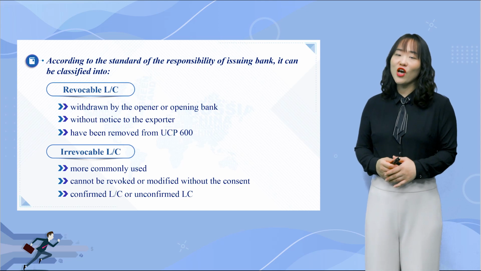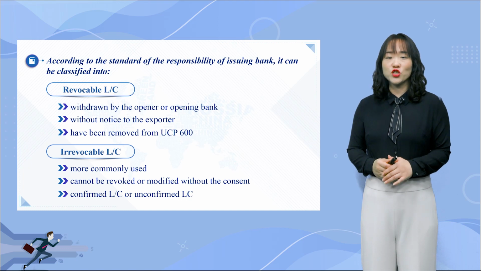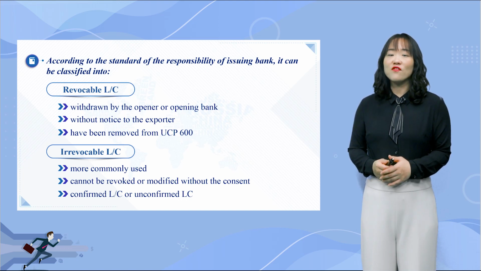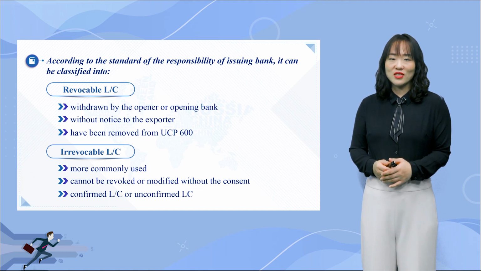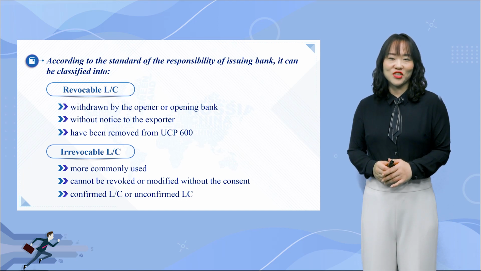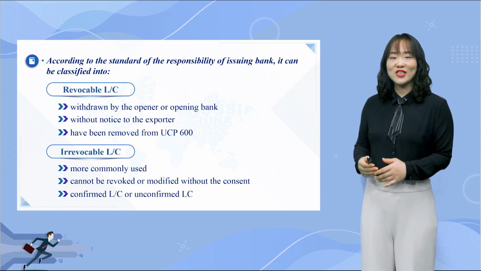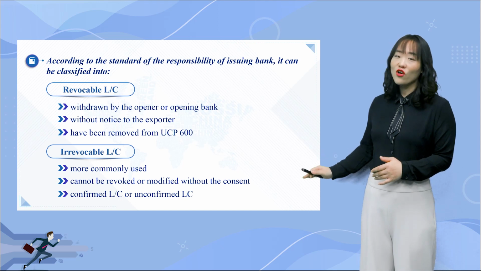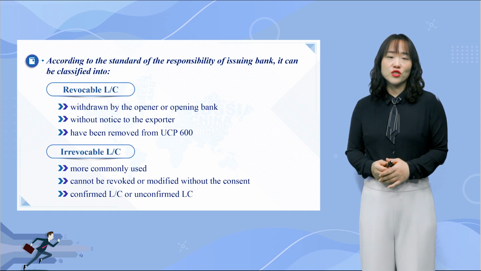Irrevocable LC is more commonly used. It cannot be revoked or modified without the consent of the issuing bank, the beneficiary, and the confirming bank. It is a safer option for the seller or exporter as it ensures that the amount mentioned in the LC will be paid if the submitted papers fulfill the terms and conditions of the agreement. Irrevocable LC further has two types: confirmed and unconfirmed LC, based on whether or not another bank or financial institution adds its guarantee to the LC.